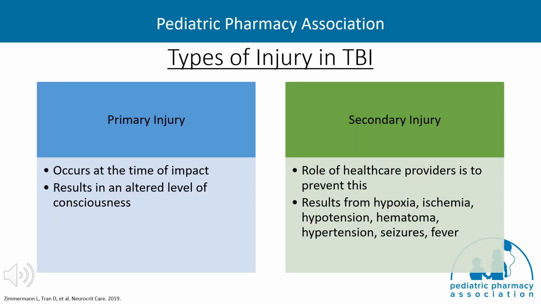There are two types of injury in traumatic brain injury. The first is the primary injury, and this occurs at the time of impact. It can result in an altered level of consciousness. Secondary injury is what occurs after primary injury, and the role of healthcare providers is to try and prevent this. And secondary injury results from hypoxia, ischemia, hypotension, hematoma, and hypertension, as well as seizures and fever from the primary injury.